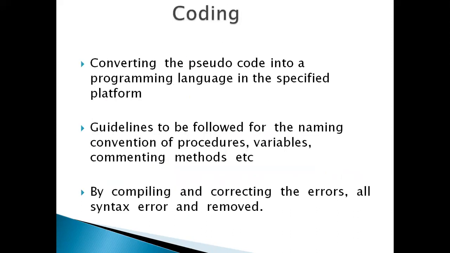Then after that, coding. After the low level design document is completed, by referring to that low level document, the developer will start writing code, converting the pseudo code into a programming language on the specified platform. Then there are guidelines to be followed for the naming conventions of procedures, variables, commenting methods, etc. They will compile, correct the errors, all the syntax errors, and remove any errors if any.